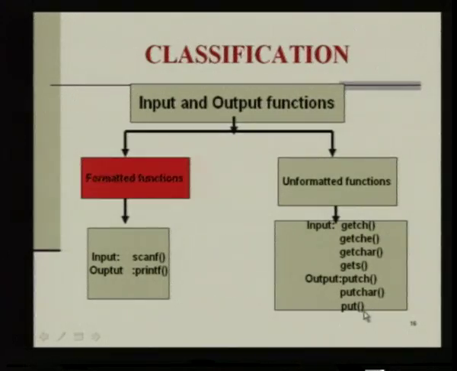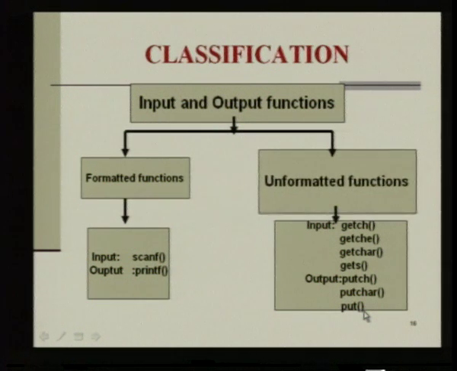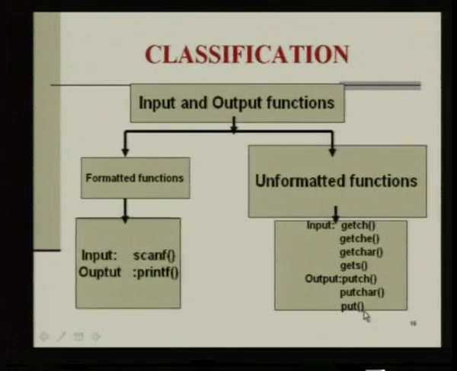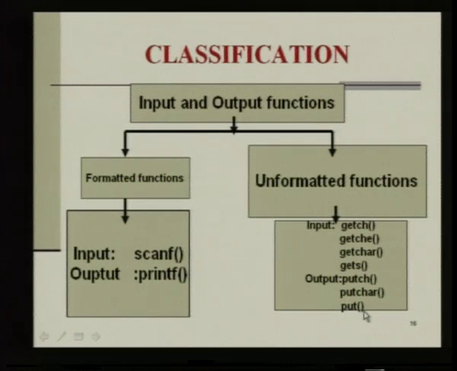Now the classification of the input and output functions: you have the formatted functions and the unformatted functions. Under formatted functions you have the scanf, which is for input, and the printf, which is for output, and under the unformatted functions you have a list of gets and a list of puts, each of which we will be seeing in the future slides. The unformatted functions mostly revolve around characters. The formatted functions can be used for all types of data. So first we will see in detail about the formatted functions.